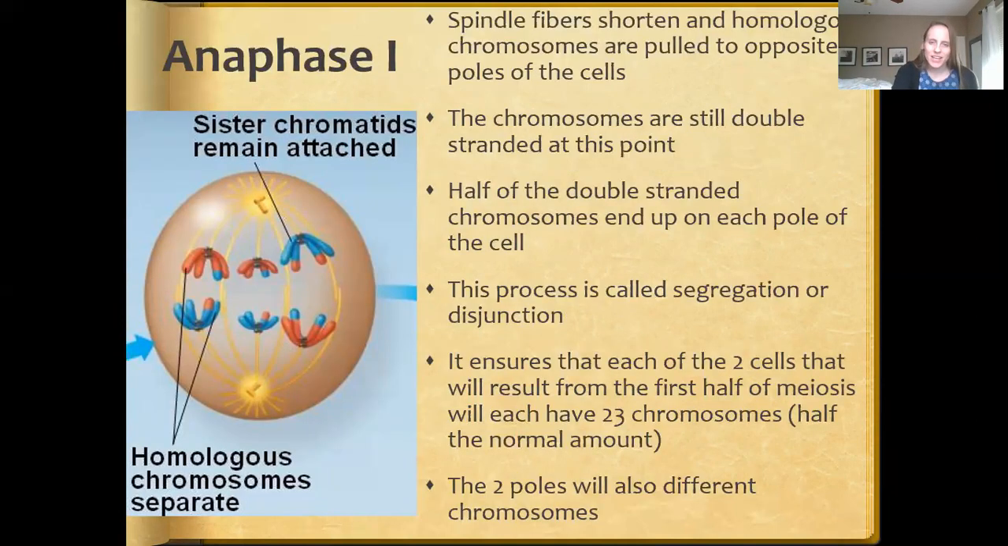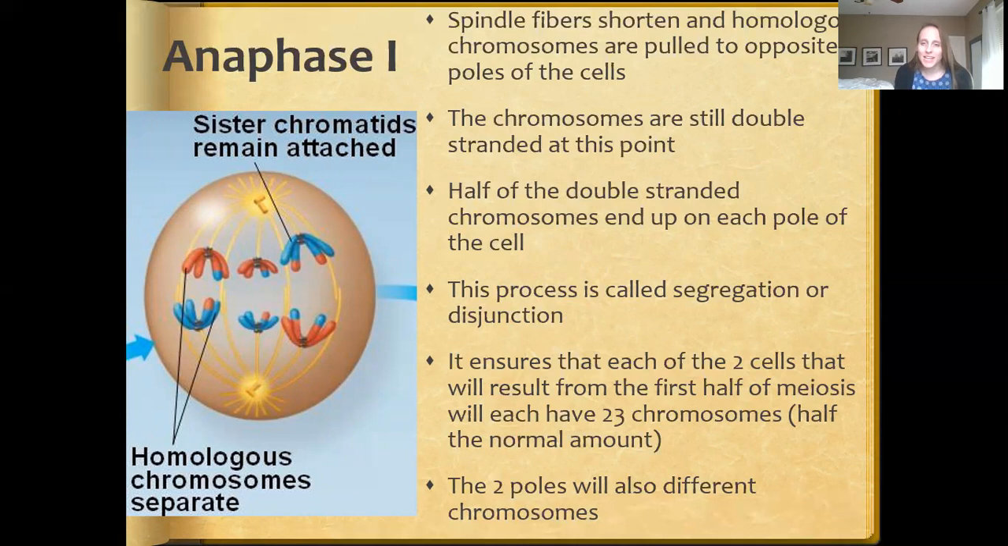Then we get into anaphase, where those spindle fibers shorten and start reeling in the chromosomes. What'll happen is that the homologous chromosomes, which were the two X's that were side by side, are going to get pulled in opposite directions. So the sister chromatids are still attached at this point, and while attached, the two different X's are pulled to opposite sides. So this is the separation of the homologous pairs. Again, we're not separating the sister chromatids, so everything is still double-stranded at this point. This process is sometimes called segregation or disjunction because you're segregating the chromosomes to opposite ends.